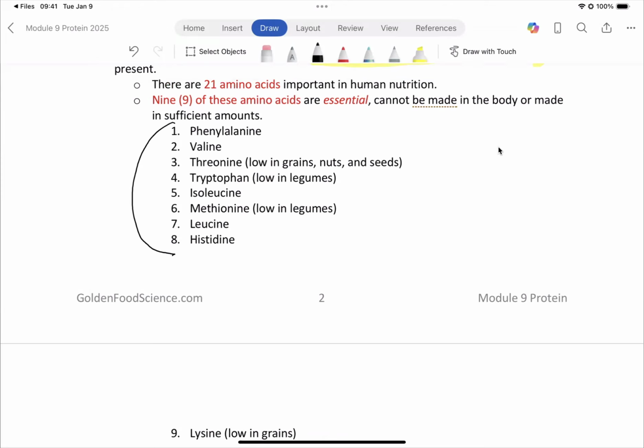What that means is the body cannot manufacture them, or we cannot manufacture them in enough quantity for our needs. So that's why they're essential. Essential always means that we have to have it in the diet in order to be healthy. Of the 21 amino acids, 9 of these are essential. You don't have to know the names. That's not important.